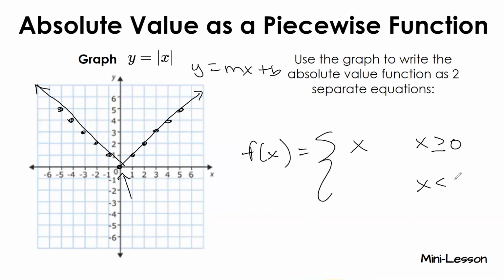When x is less than 0, so when we're on the left-hand side, what's our slope doing? Remember, we read left to right, right? So we start over here and we go down. So it's going over 1 and down 1, right? So what is that slope going to be? Negative x. Ta-da!